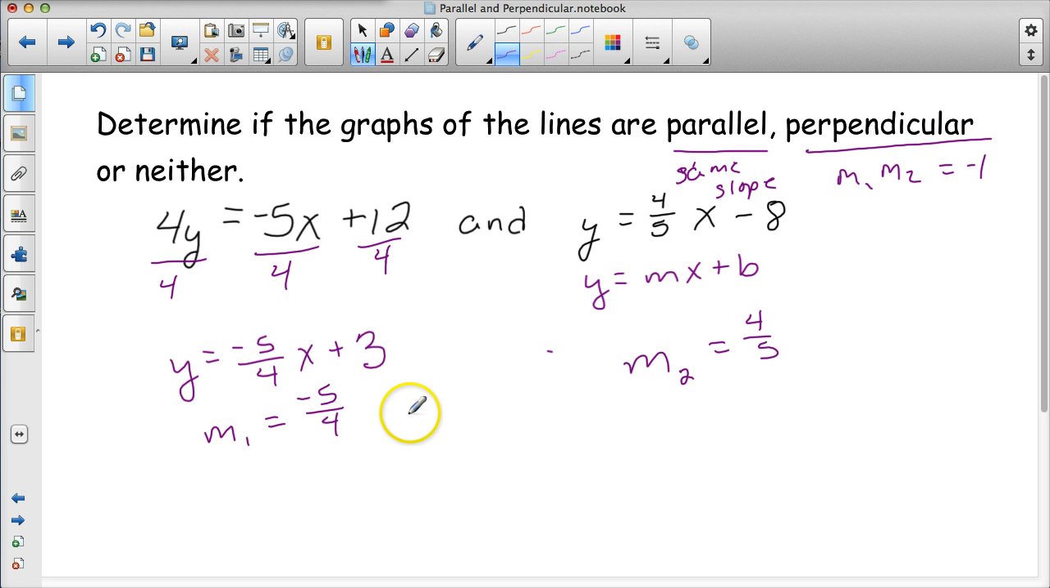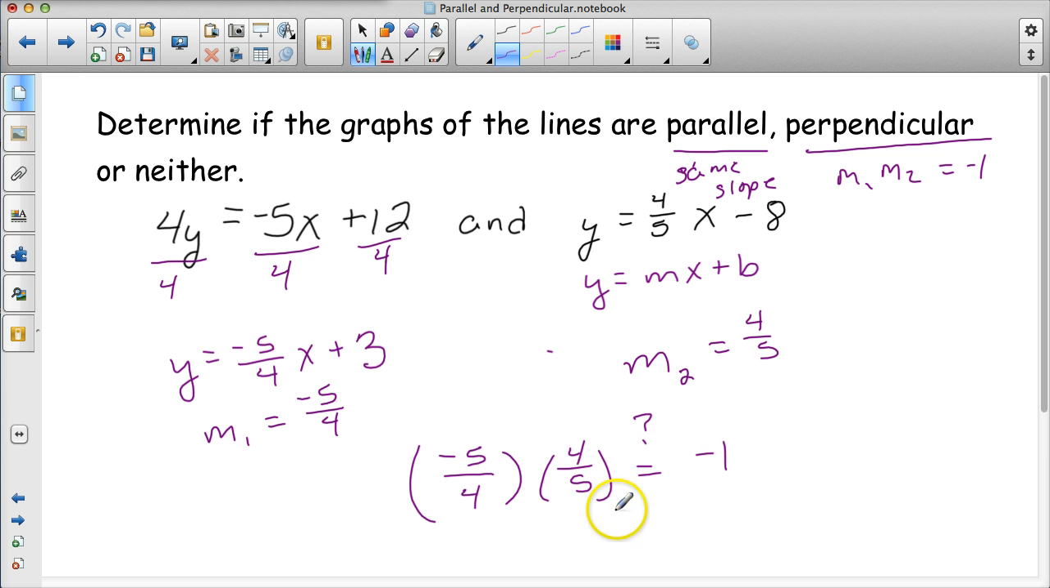I know that they're not parallel lines because the slopes are not the same. I want to test and see if they're perpendicular lines. So I'm going to multiply -5/4 times 4/5. And I want to know, will this equal -1? So when I multiply, I can first reduce. So that 5 cancels this 5, and this 4 cancels this 4, and I get -1 equals -1. That is a true statement.